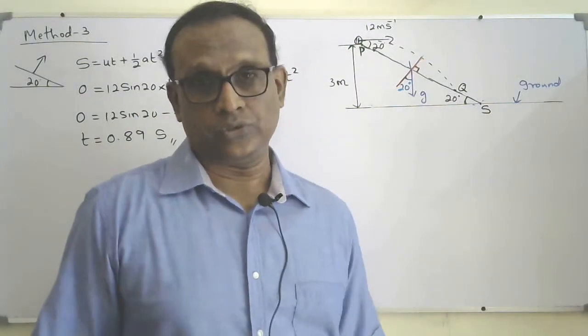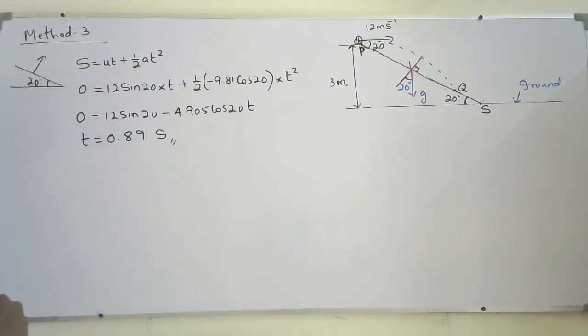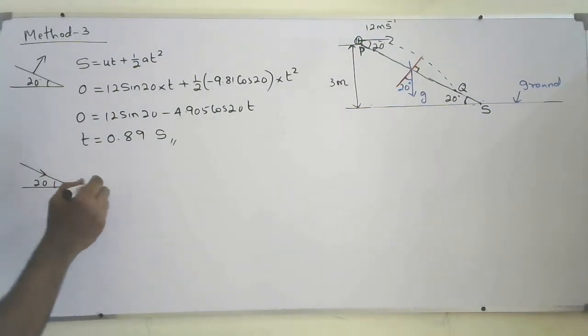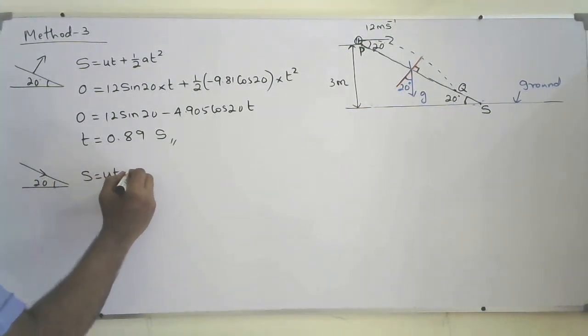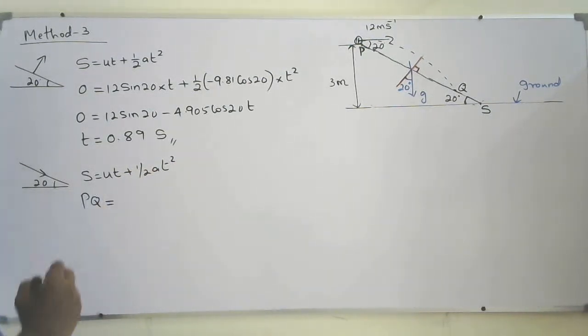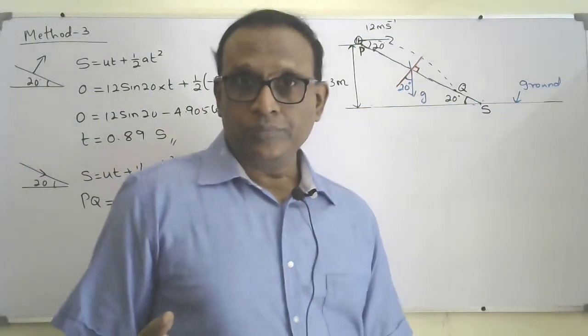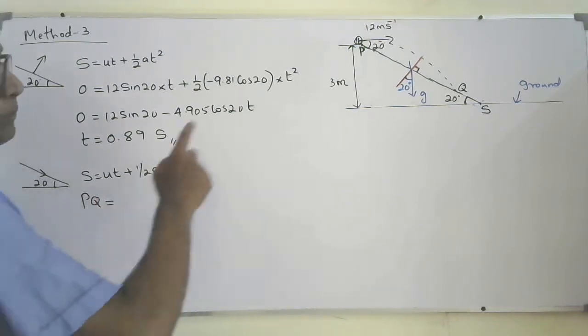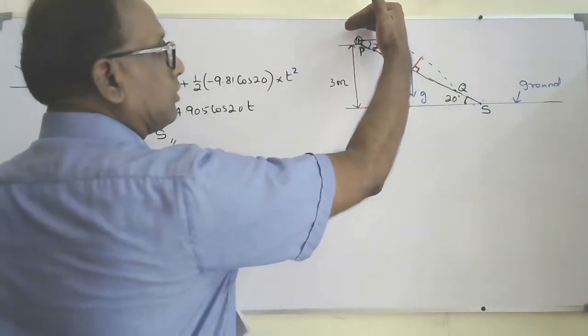We don't know the length PQ. We will find the length PQ. So for that, I'm going to use along the slope down at 20 degrees. Along the slope down, I'm going to use S equals ut plus half at squared. That is PQ. Along the slope down, the length it's moving is PQ. So I need the initial velocity along the slope down, that is 12 cos 20.